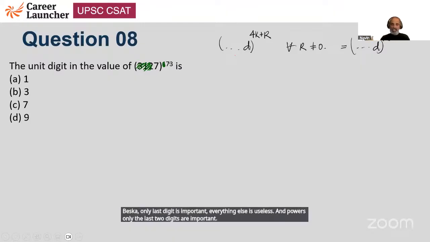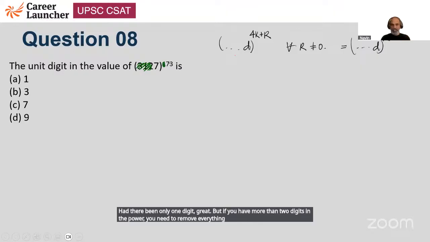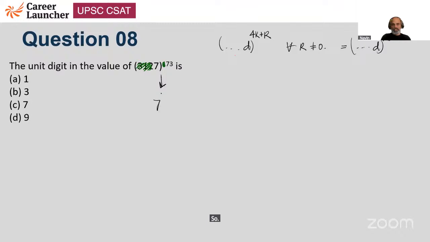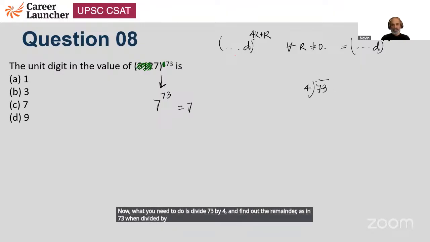Had there been only last two digits, great. Had there been only one digit, great. But if you have more than two digits in the power, you need to remove everything from hundreds place onwards. So the question is 7 raised to 73 will end in what? Now, what you need to do is divide 73 by 4 and find out the remainder. As in 73, when divided by 4, what would be the remainder? So this is going to be 18 into 4 is 72, right? Remainder is 1.